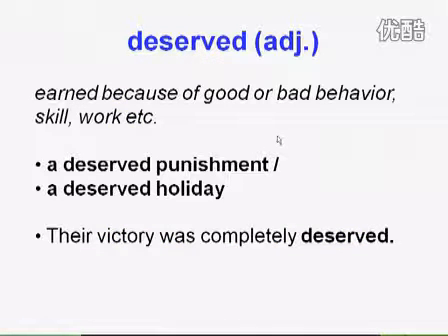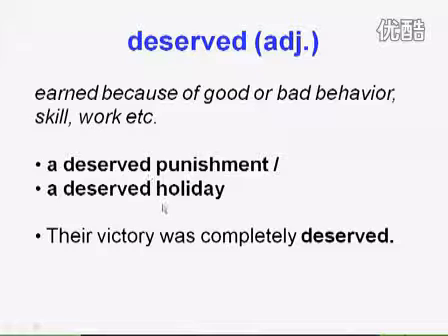Deserved 变成形容词了。So here means what? Earned because of good action or bad behavior, right? A deserved punishment. Here, deserve used as adjective, right? Past participle used as adjective. A deserved punishment, a deserved holiday. So what is it? 应受的惩罚，应得到的假期 right?